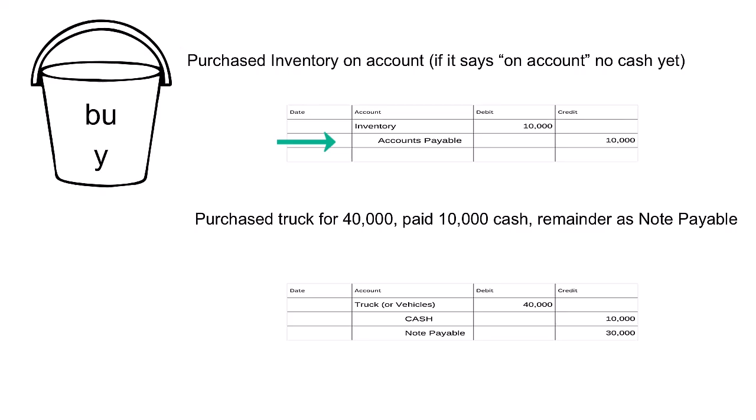But we have a second set of transactions that will go along with these purchases. Because why? Because we haven't paid for them yet. So we still need to pay those bills. So let's say that we're going to pay for that inventory that we previously bought. We put that in accounts payable. Well, now it's time for us to pay for that.